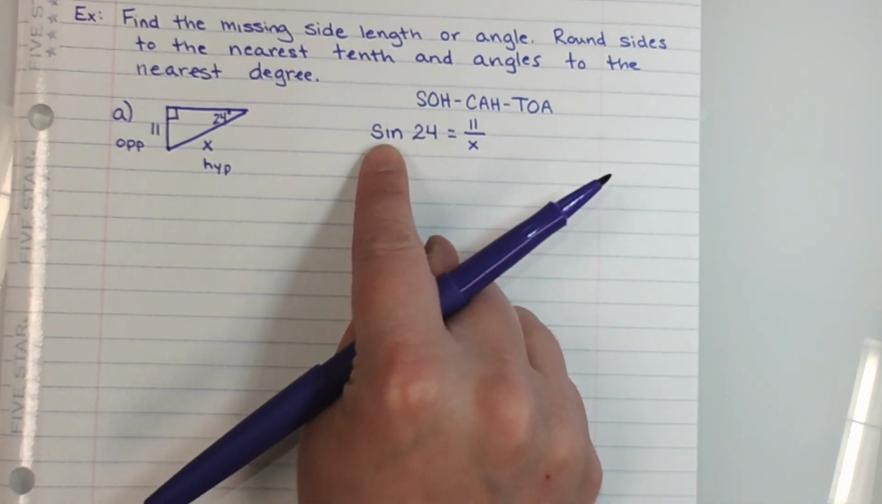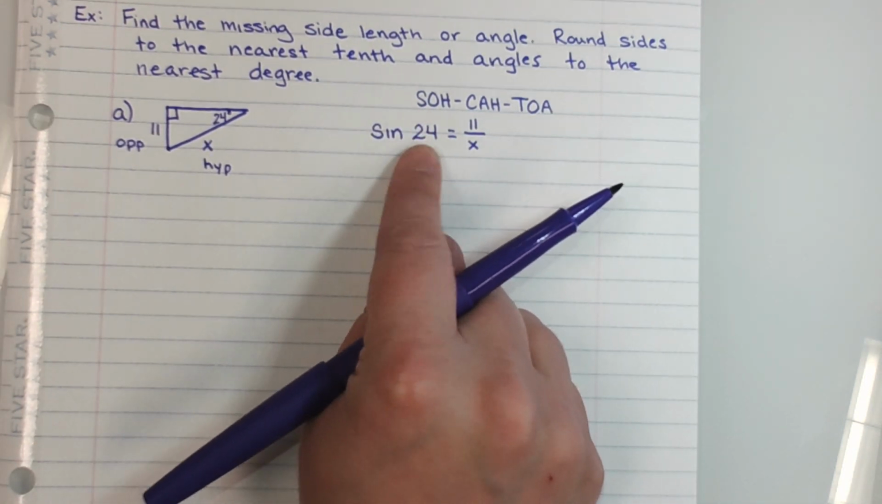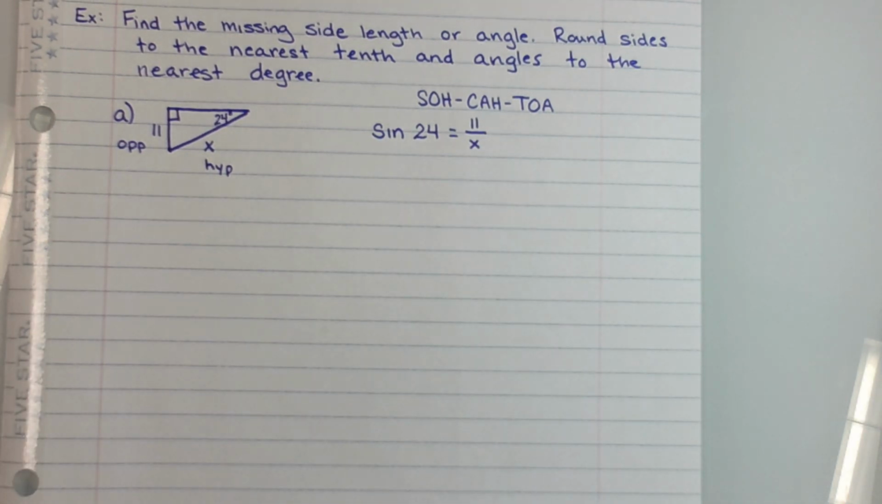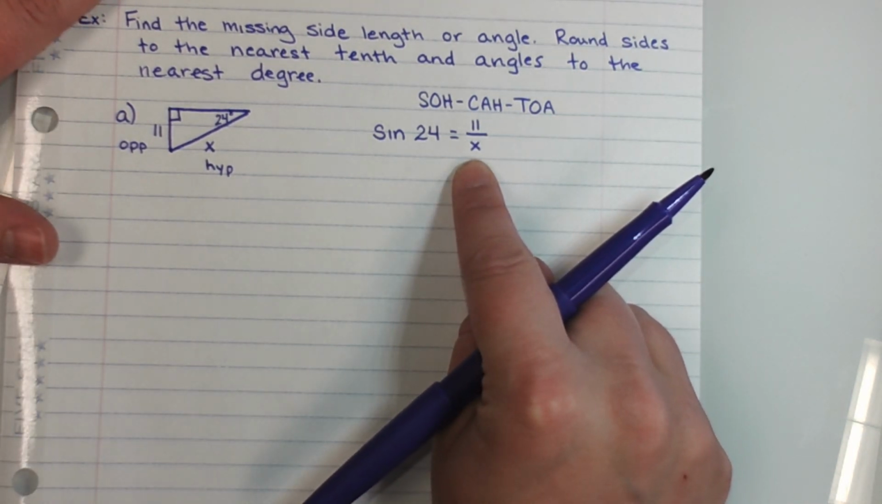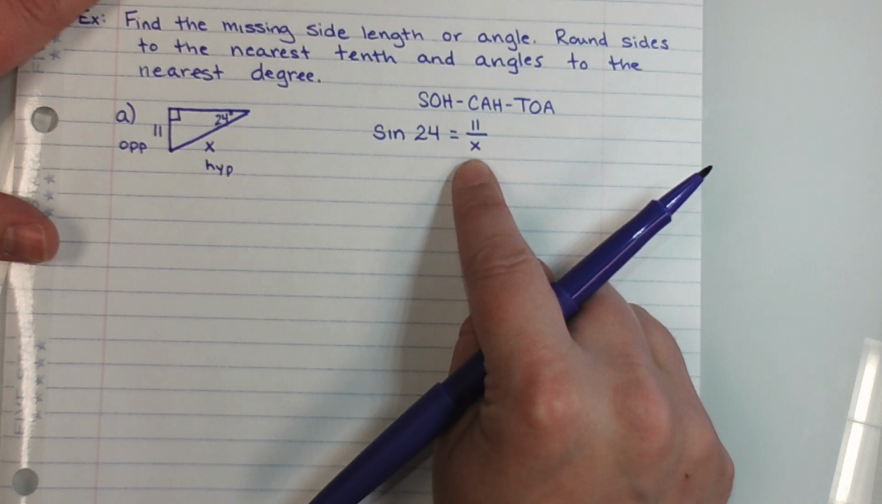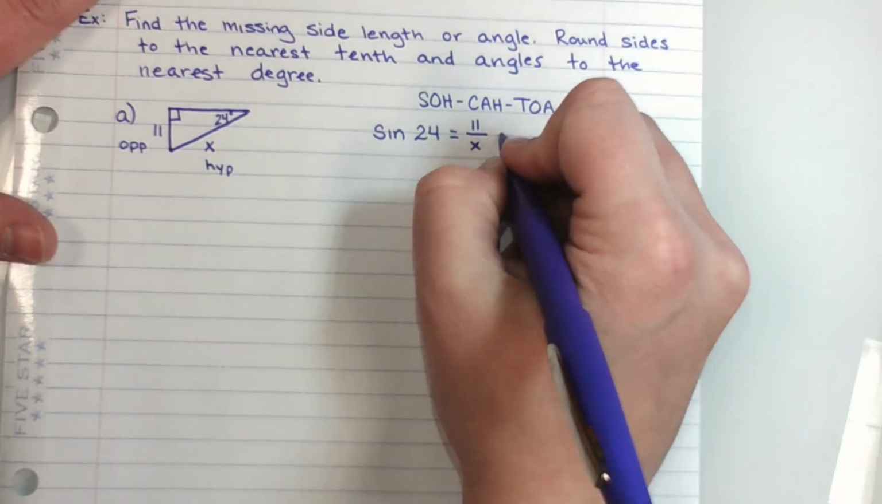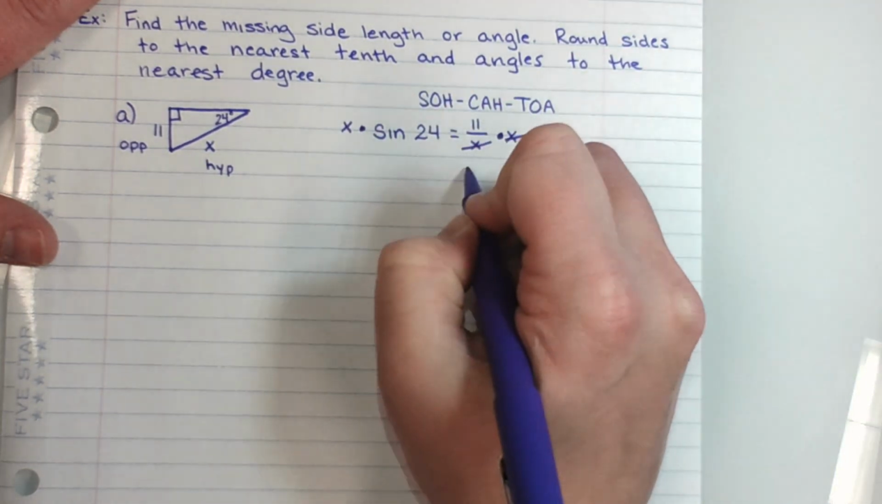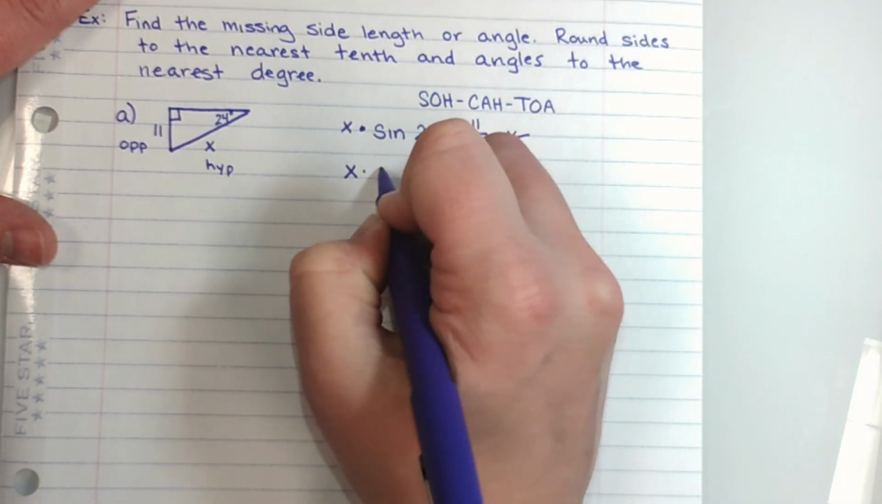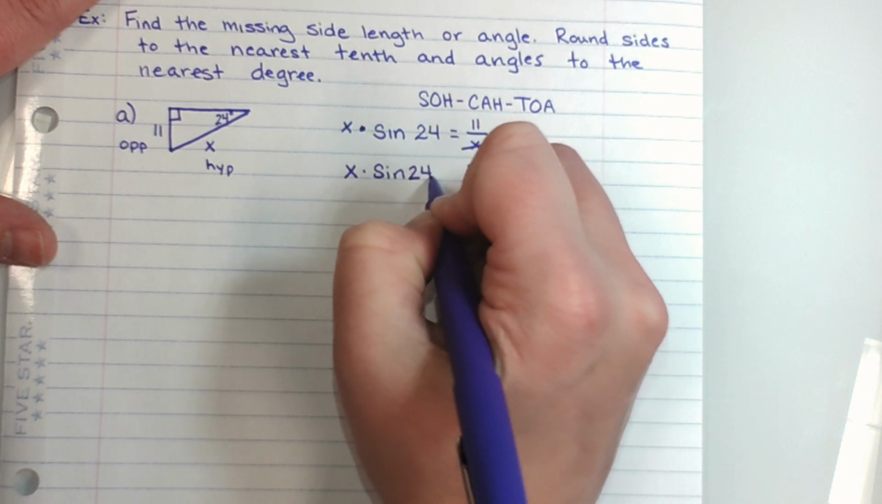You do not want to round this yet, so you don't want to plug that in yet. There's a couple different ways to do it. I could put a 1 underneath sine and I can cross multiply, or I could just get rid of the fact that I've got a fraction over there. To get rid of the fraction, I get rid of the denominator specifically. How do I undo dividing by x? Times by x. Those x's cancel. I'm left with 11. I've got x times sine of 24 is equal to 11.